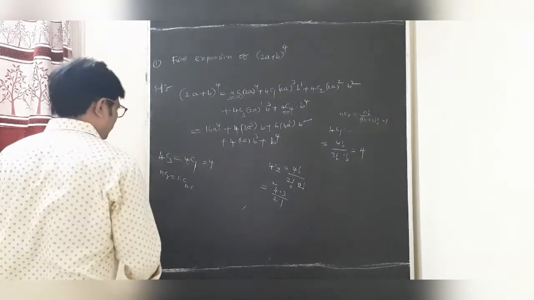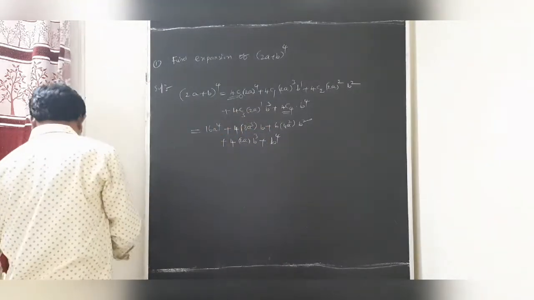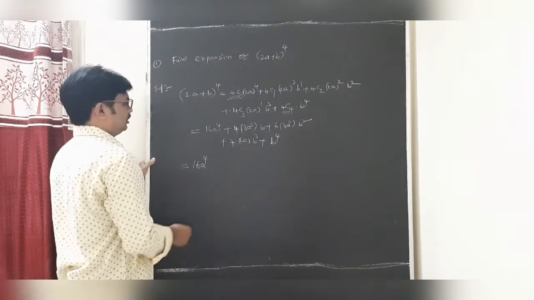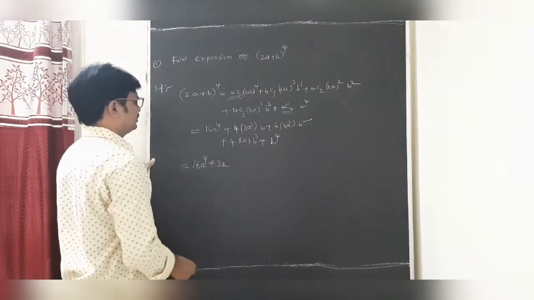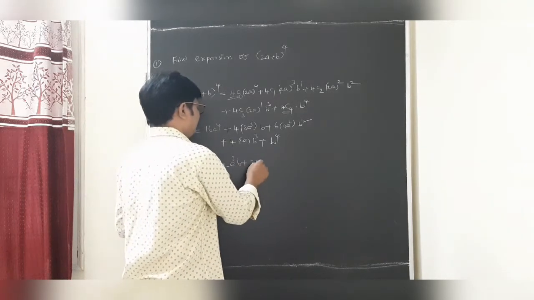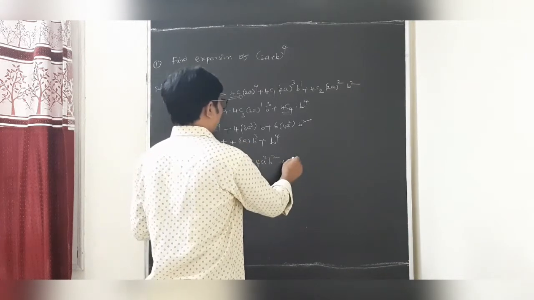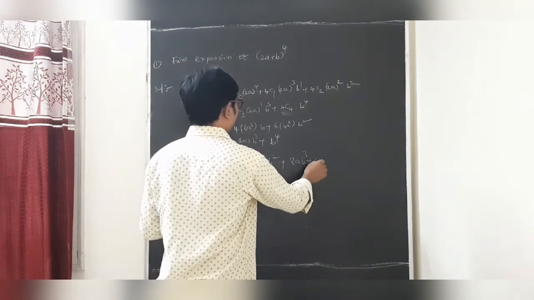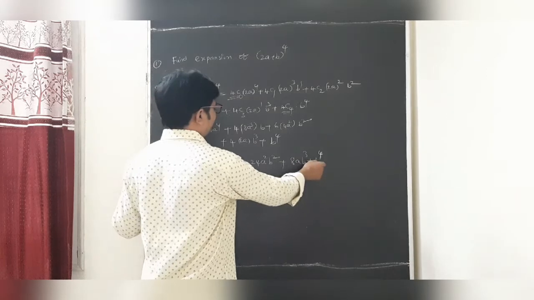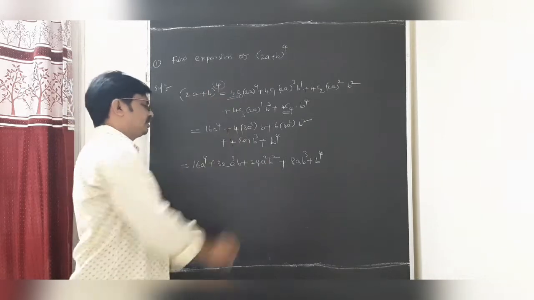Okay students, right now we can write it like this. This is 16a power 4. After that, 4 twos are 32a cube b. After that 24a square b square. Then 4 twos are 8 b cube plus b power 4. The students can count 1, 2, 3, 4, 5. So the power, the index, is 4, and the number of terms is 5.